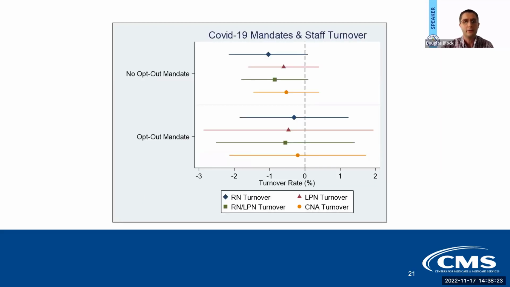And then when we get to staff turnover rate, remember I said if it crosses that 0 line, it means it's statistically insignificant, which means it doesn't have any discernible effect that we can find. And what we find is for every metric related to staff turnover rate, it passes through that line. In other words, we can't say that these mandates led to higher staff turnover rate for any type of clinical staff.